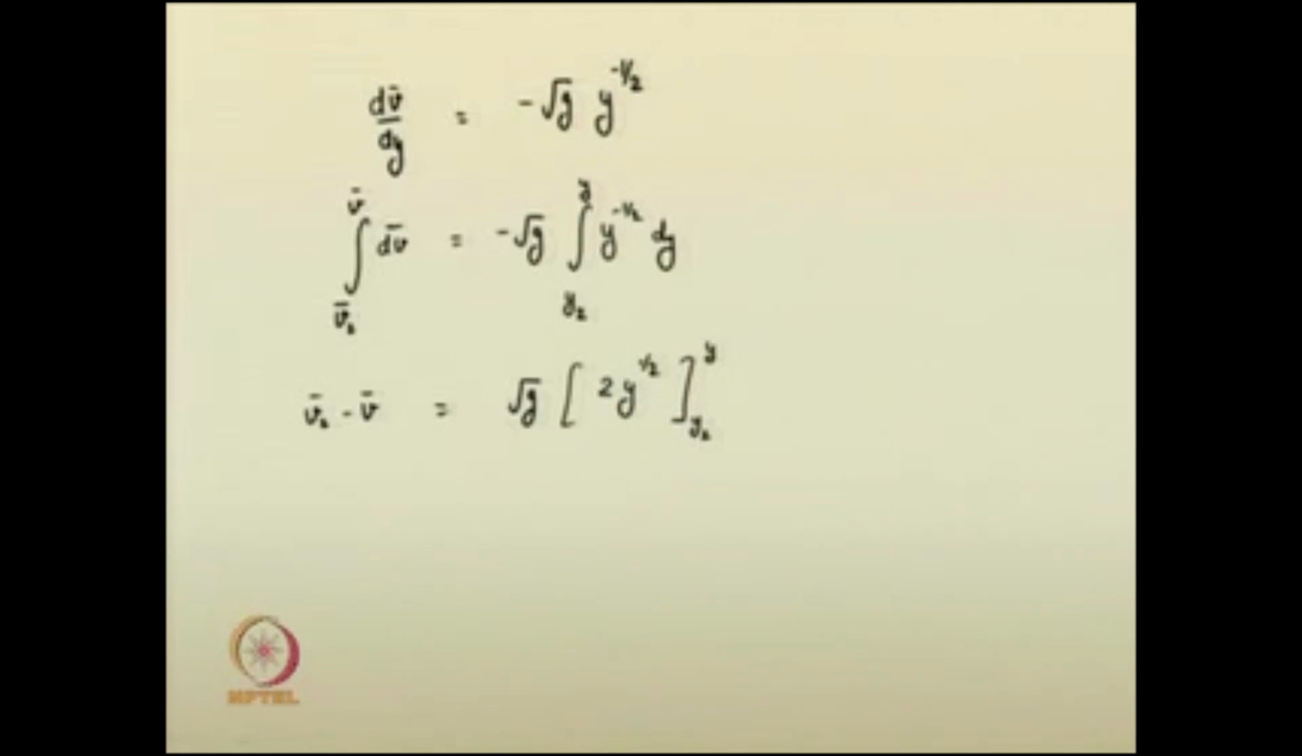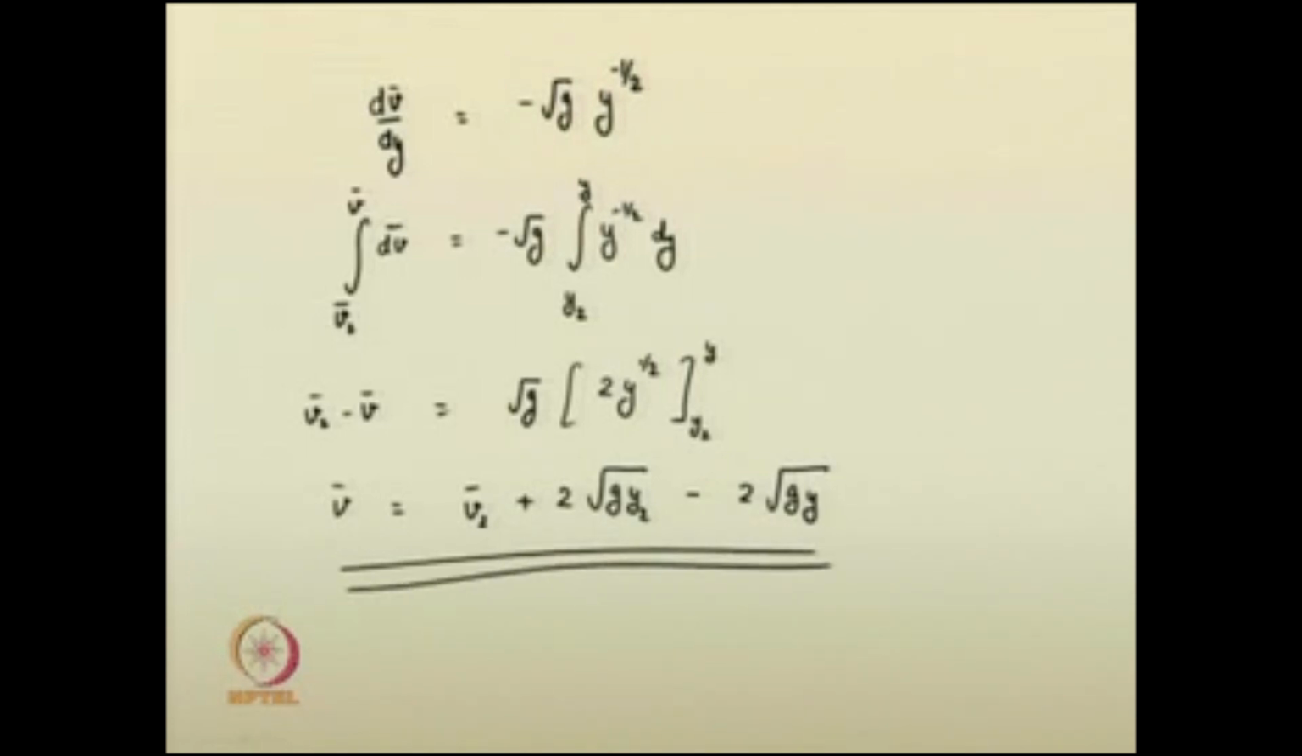So, this negative quantity is existing here, you can rearrange it and reallot the range from y to y2, and I will get the velocity profile at any section, or the velocity at any cross section. V is equal to V2, that is a known quantity to you, plus 2 times root g times root y2 minus 2 times root g times root y. So, this is how I am getting the velocity profile, or velocity at any cross section.